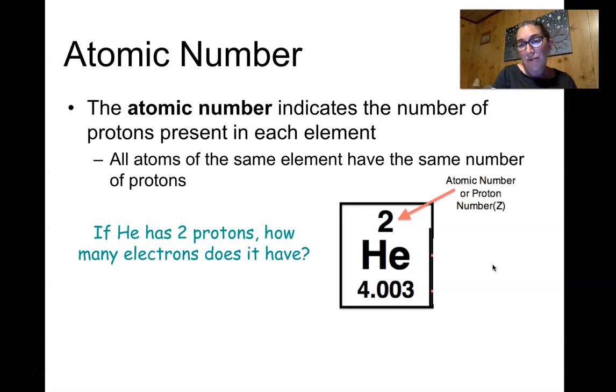So quick question for you. If helium has 2 protons, then how many electrons does it have? Ding, ding, ding! 2 is the correct answer.